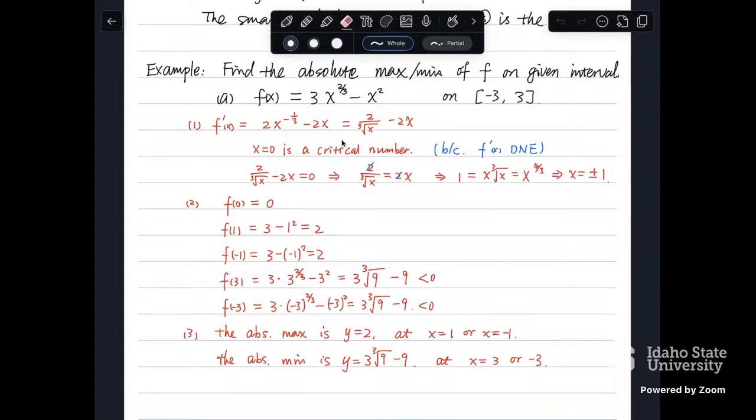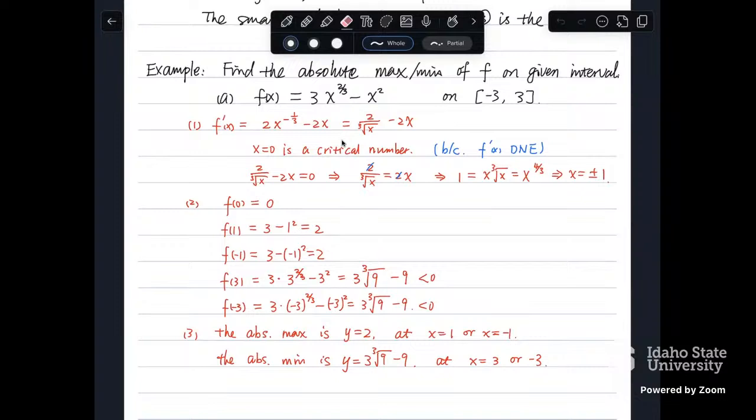Then you plug all those critical numbers into the function and figure out the function values. And then you figure out the function values at the endpoints. We have 2 endpoints, -3 and 3, so you plug everything in. We get 5 values, and between these 5 function values, we can figure out which one is the maximum value and which one is the minimum value, and you also know the location of that.